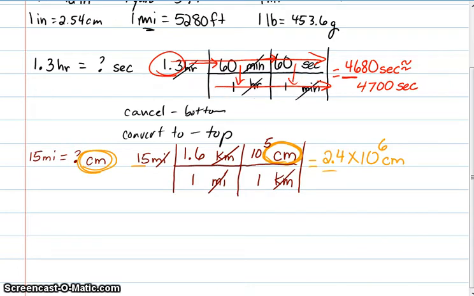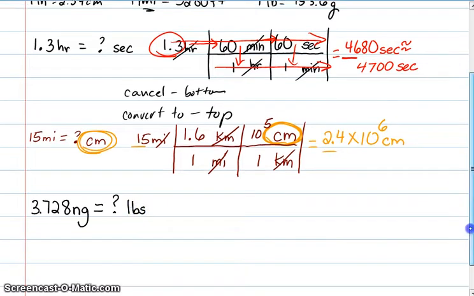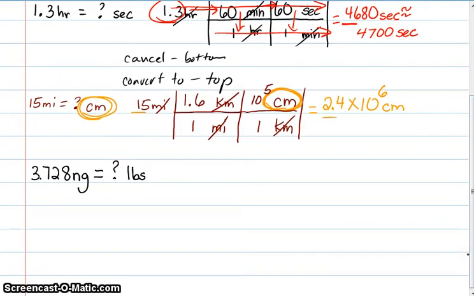Okay, here we go. How about 3.728 nanograms, ng, nanogram, equals how many pounds? So, how do we do that? We write down what's given, 3.728 nanograms. We draw a bracket. We put nanograms on the bottom to cancel. What goes on the top?